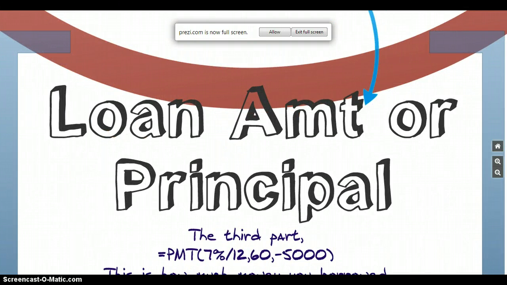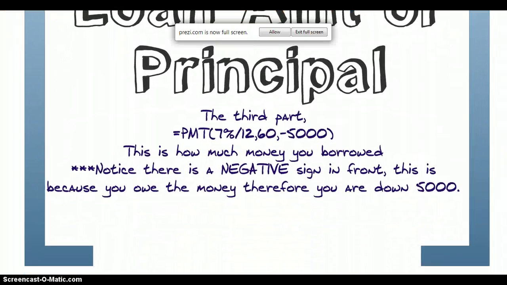The last part of our equation is the loan amount or the principal. Again, notice the comma after the 60 because we are separating the different parts. It's just like how we separated the clauses in the if function. Now, when you went to that bank and you asked them for $5,000, they gave you that money so that you could go out and buy that car.